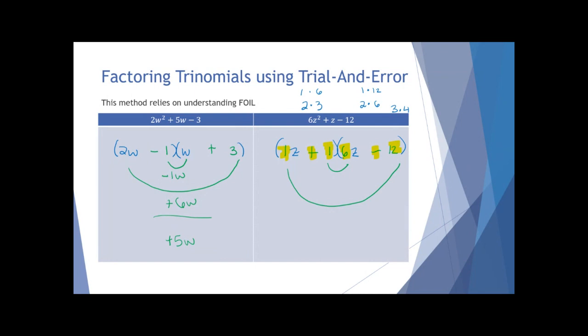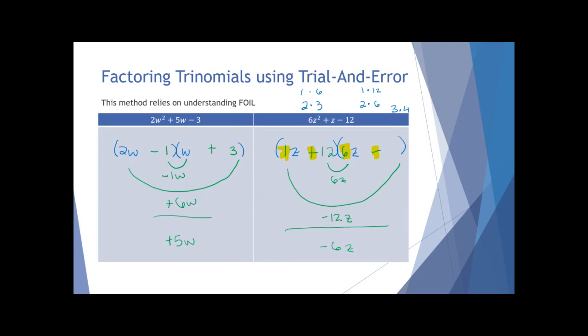So when I do this, 1 times 6z, that is a positive 6z. 1 times -12, that's -12z. And 6 minus 12 is -6z. So that is not the right number. If it's not the right number, changing the signs is not going to do anything. So next, I need to check, well, what if I change the number placements?